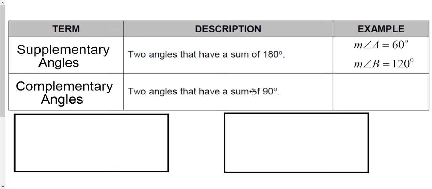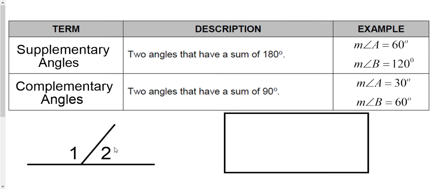Complementary angles are two angles that have a sum or add up to 180. Of course, I'm sorry, 90. Angle A is 30, B is 60. These add up to 90. These are complementary angles.